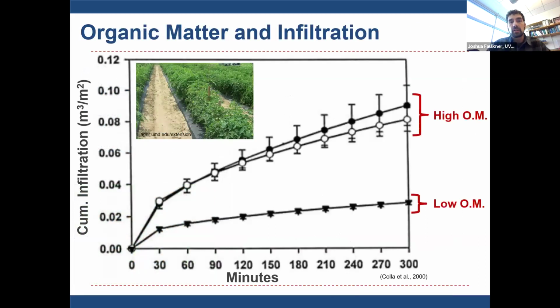Also affects infiltration. This is a study done in tomato production where all management was the same except for the type of fertility source. In two plots, a high organic matter fertility source was used, like compost. In one plot, a low organic matter fertility source was utilized and managed through the growing season. Then these folks did a rainfall simulation.